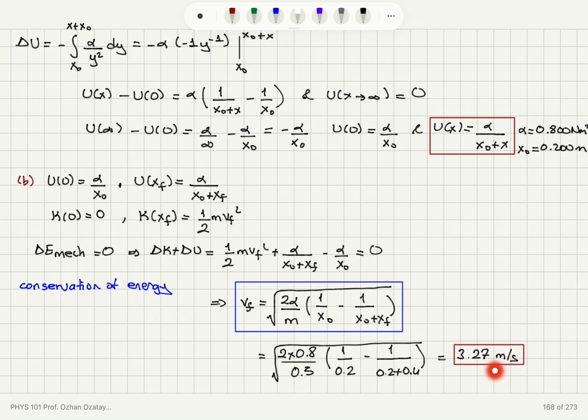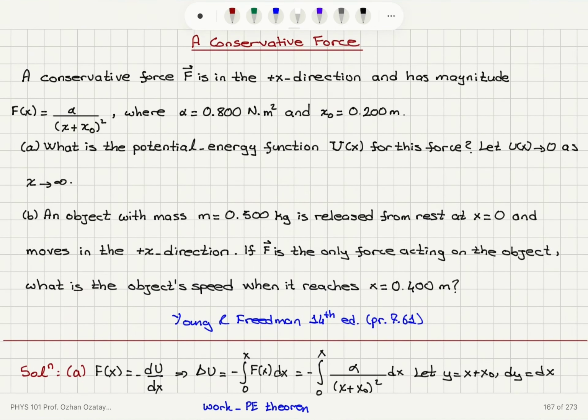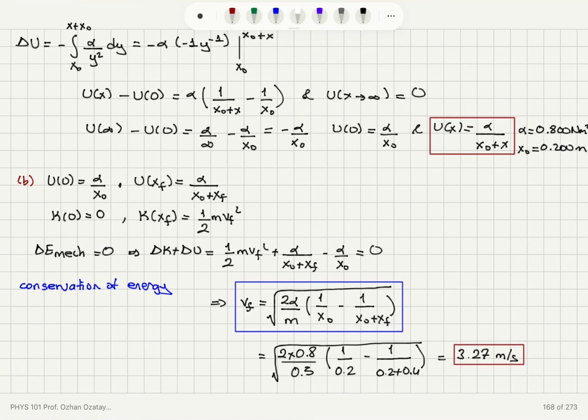Now the answer is given with three significant figures because this has three significant figures, this has three significant figures. So that's the minimum number of significant figures given in the problem.